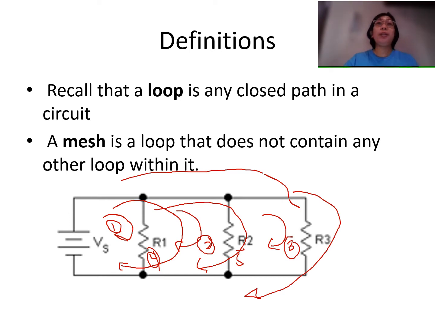However, when we say mesh, we only have 3 meshes here, because a mesh is a loop that doesn't contain any other loop within it. So we have here our mesh number 1, the yellow arrow here, then our mesh number 2, and our mesh number 3. So in this particular circuit, we have 6 loops and 3 meshes. Let's continue.